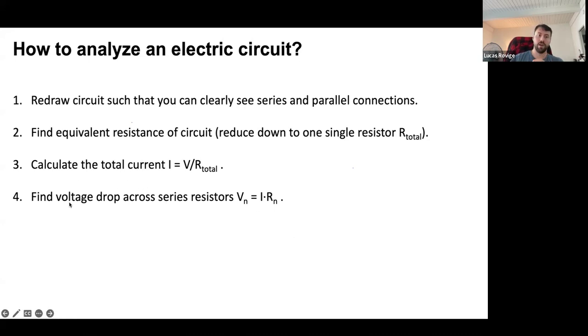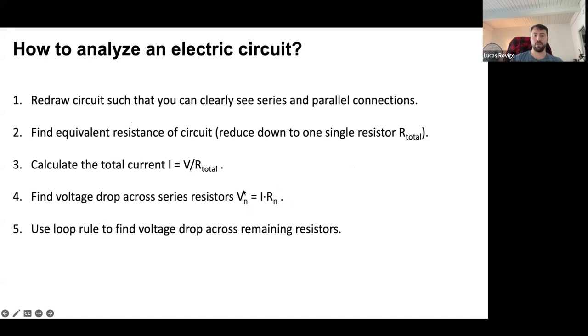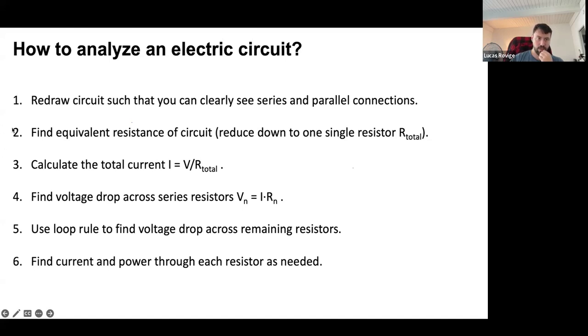And then you can find the voltage drop across resistors that are in series using the equivalent resistance of those. And then you can use the loop rule to find the voltage drop across the remaining resistors. And so once you have the voltage drop across all the components, we can access the currents using Ohm's law, and therefore finally get the power through each resistor.